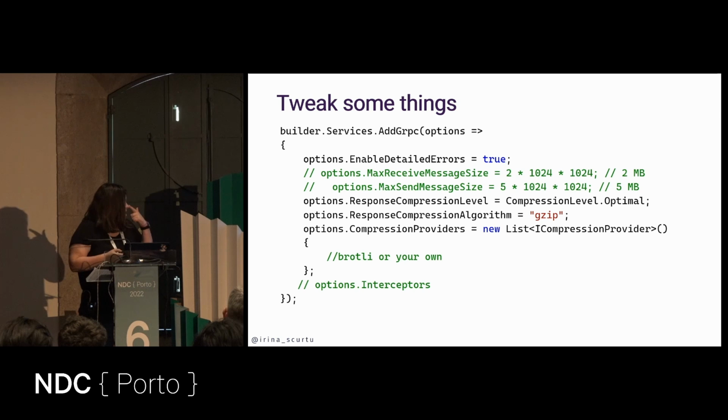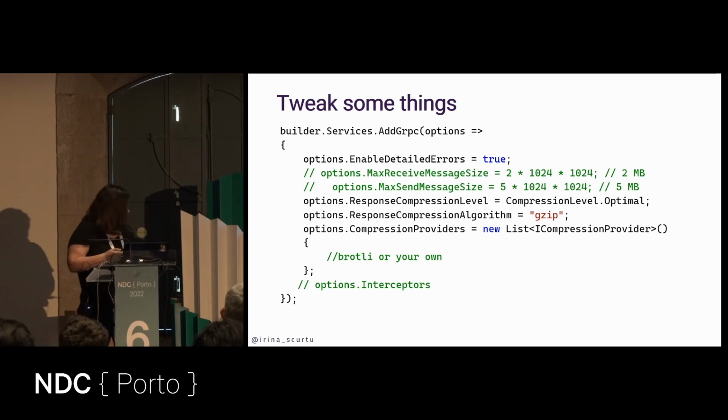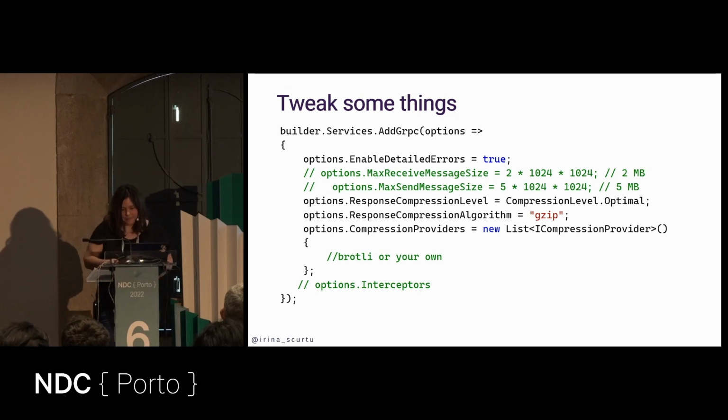You can create an ICompressionProvider: you inherit that, implement the interface, and implement the logic yourself, or you use something that already exists. And also, you have a way of adding interceptors in there. So create your interceptor and add it in there.